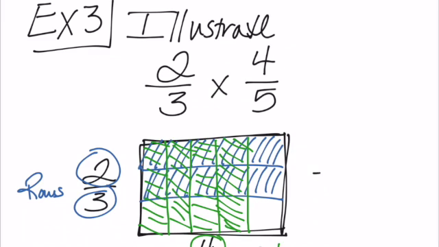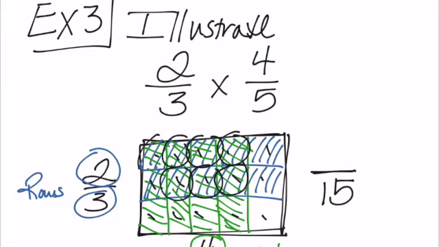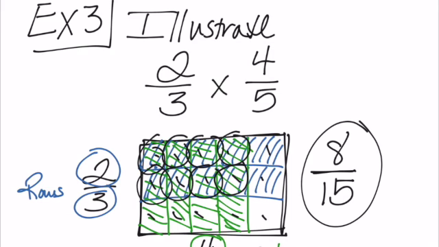All right, time for our answer. Here we go. The bottom number is the total boxes you created in your picture. So 1, 2, 3, 4, 5, 6, 7, 8, 9, 10, 11, 12, 13, 14, 15. And the top number is all the double shaded ones. 1, 2, 3, 4, 5, 6, 7, 8. 8 double shaded. Check to see if you can simplify your answer. And we can't. So this is our final answer, 8/15.